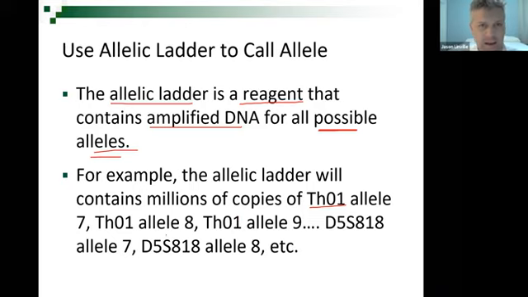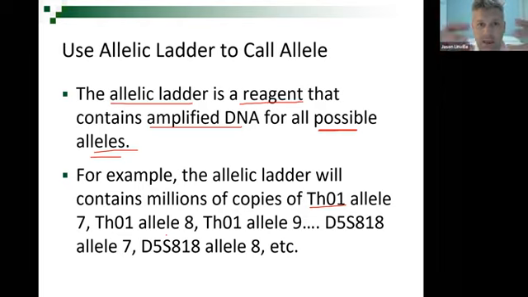7, 8, 9, 10, 11, 12, 13, 14, and 15. Okay. If we're looking at 3 loci like we are in class, then it'll have like 8 peaks from THO1 plus 8 peaks from D5 plus 8 peaks from D13. If you're in a forensic science lab and looking at a kit with 16 loci in it, then it'll have like 8 peaks from loci 1, 8 peaks from the next, and so on. It has a lot of amplified DNA in that allelic ladder.